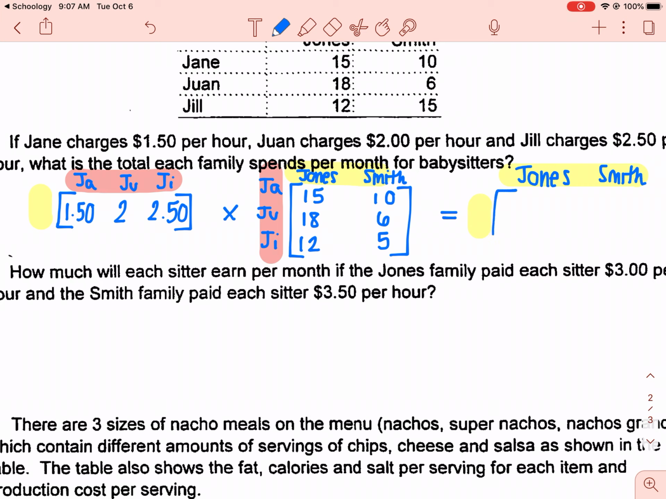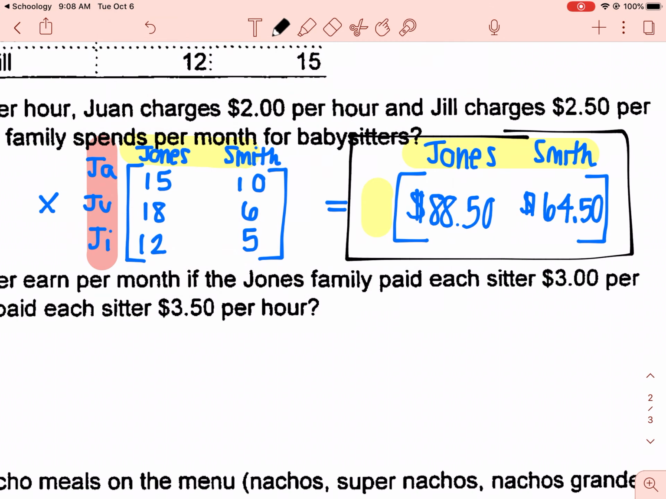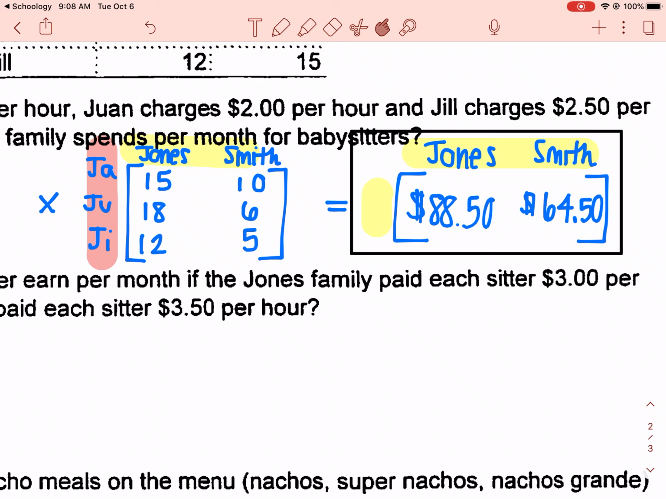Please type this in and let's see if we get the same result. This is your matrix. Multiply them together. And that should be the total that each family spends. The Joneses spend $88.50. The Smith family will spend $64.50.